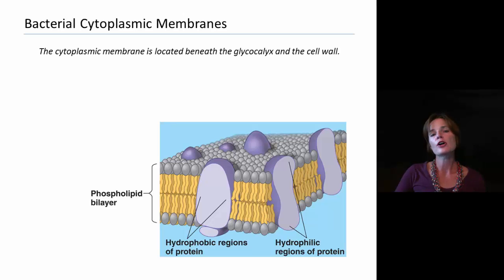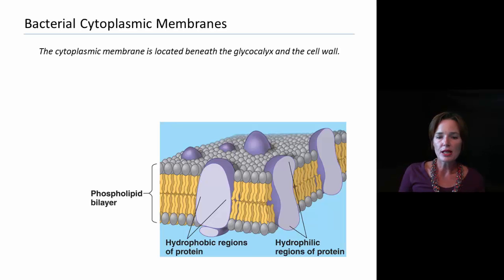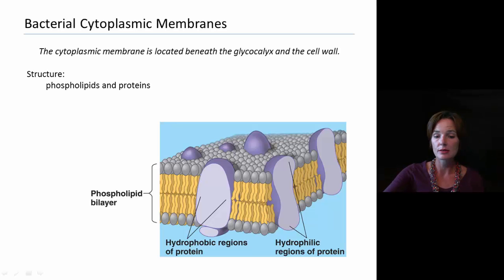All right, so that was our external features of bacterial cells. That was everything outside of the cytoplasmic membrane. If we talk about the cytoplasmic membrane itself and what its actual properties are, the cytoplasmic membrane is located beneath the glycocalyx and beneath the cell wall. This cytoplasmic membrane, the structure is what you see here in this picture.